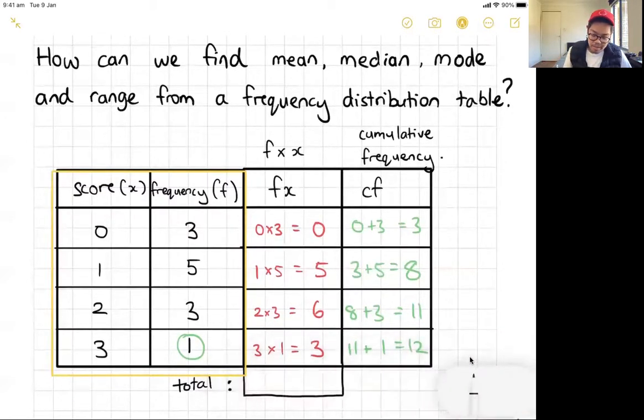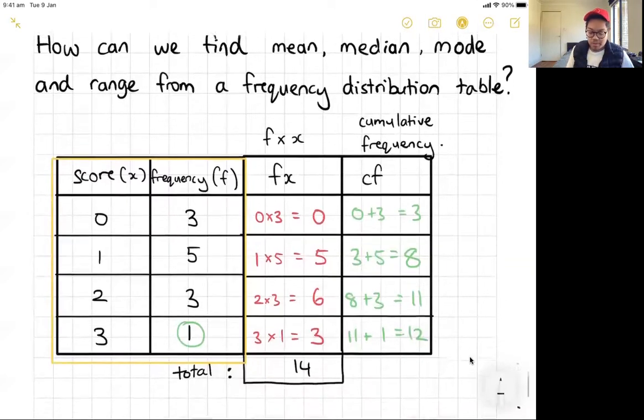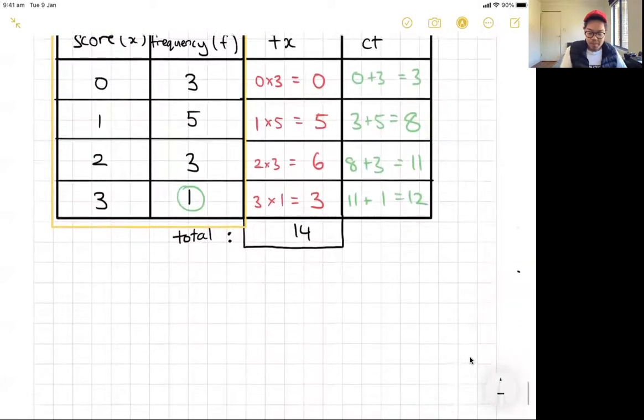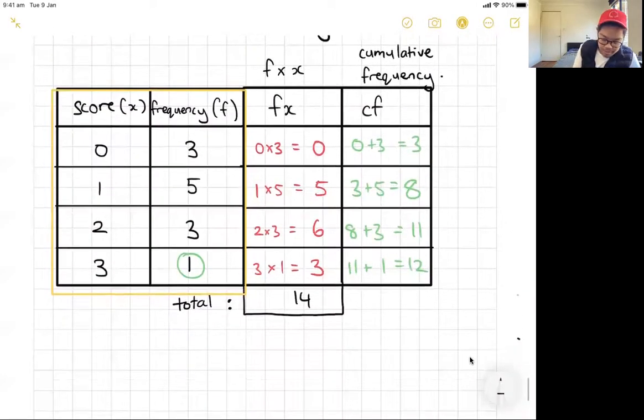Now I'll show you exactly how these help. Let's just do a quick totals here. If we add up the totals of just the FX column, we get 0 plus 5 plus 6 plus 3. That's going to give us 14. Now that's going to help us. All right, so now let's just take a look here.